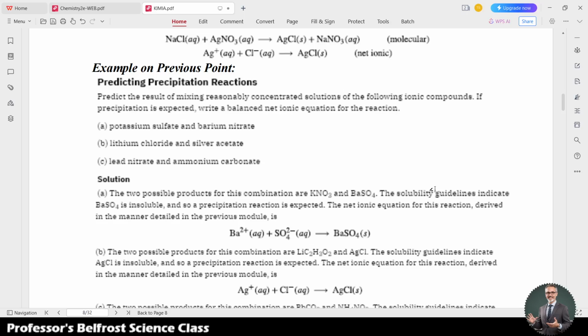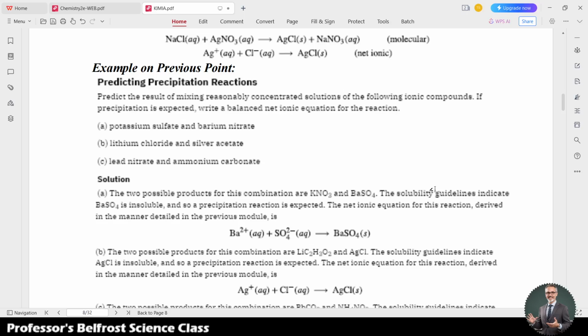So it means that we need to pair barium with sulfate and potassium with nitrate. Potassium with nitrate will give KNO3. Barium with sulfate, because both have a 2 charge, it will cancel and it results in BaSO4. Right? So the solubility guidelines indicate that BaSO4, let me check the table 4.1 again, is actually insoluble, and so a precipitation reaction is expected.